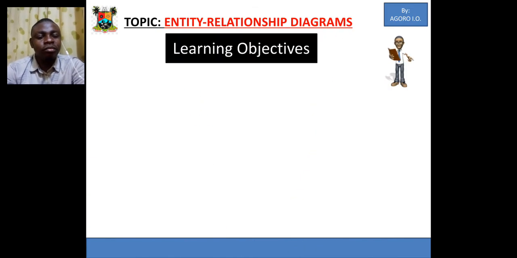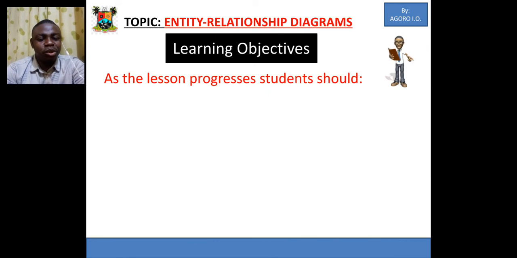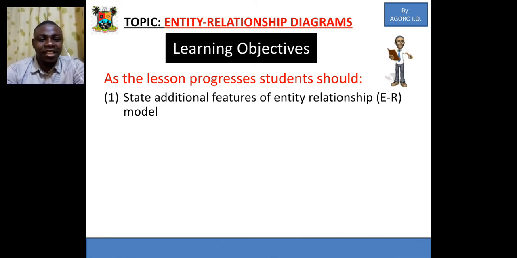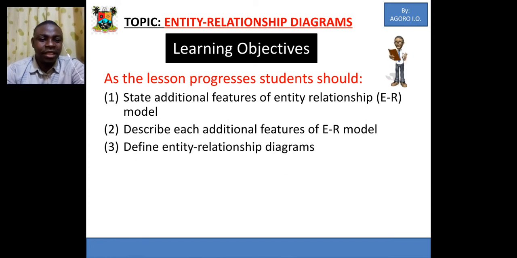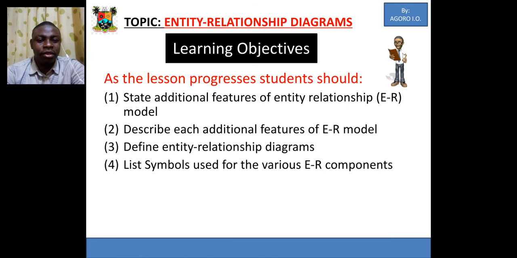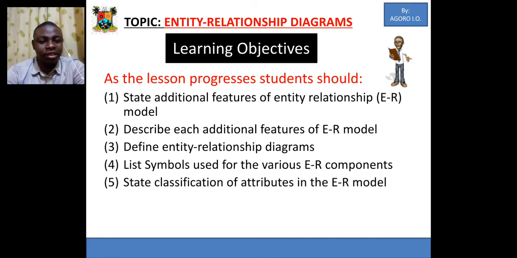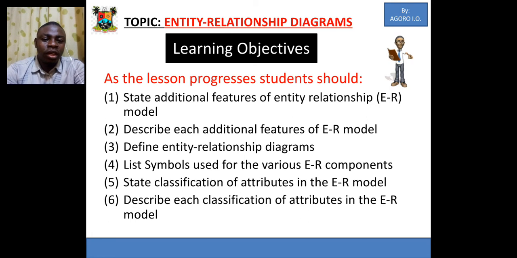As the lesson progresses, students should state additional features of the entity relationship model. Describe each additional feature of the entity relationship model. Define entity relationship diagram. List symbols used for the various ER components. State classification of attributes in the ER model. Number 6. Describe each classification of attributes in the ER model.